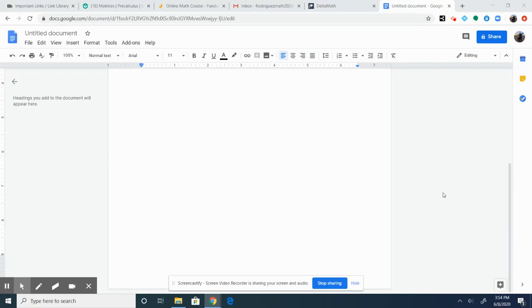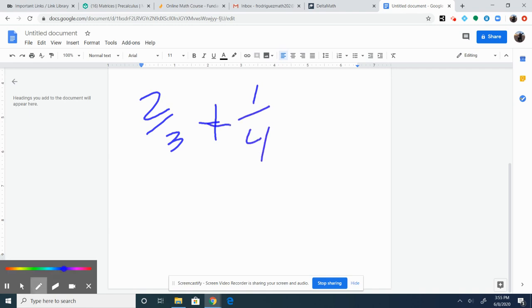So when we are adding and subtracting fractions, again, we usually have to look for the same denominator. So in this case, we're going to have an example where we have 2 over 3 plus 1 over 4. Now, obviously, these two are not the same. So we would have to make the denominators the same. But there is a simple trick that we can actually follow.